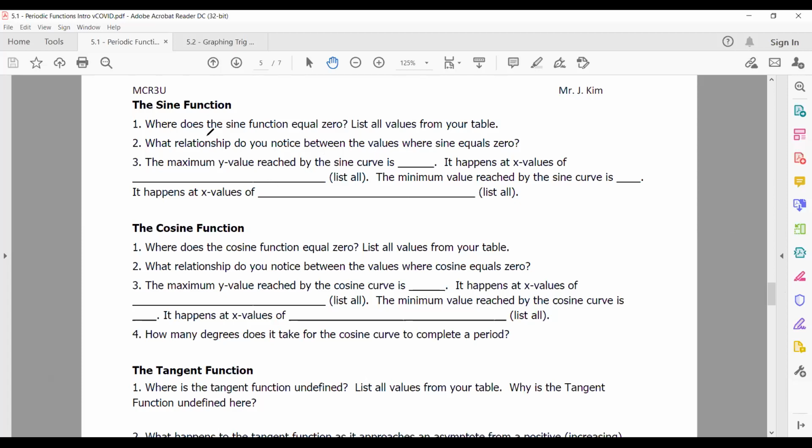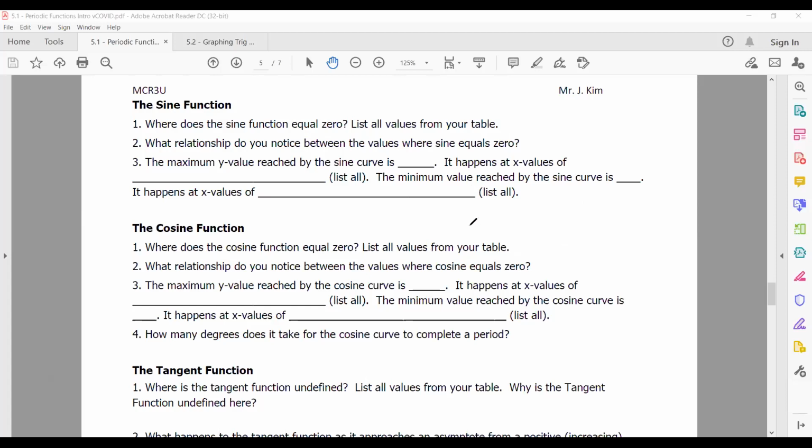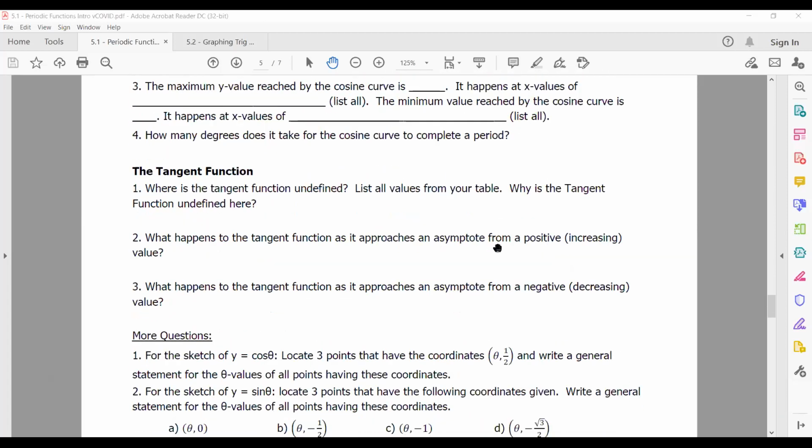Here's an example. The maximum y value reached by the sine curve is what? What happens at x, and you just list them all. When does a sine function equal 0? And you start listing all the different angles. You're like, oh, it repeats every x degrees, right? Same with the cosine. When does a cosine function equal 0? Oh, it repeats as well, but it's different from the sine curve. I just want you to notice these. So take some time to solve these and answer them carefully.